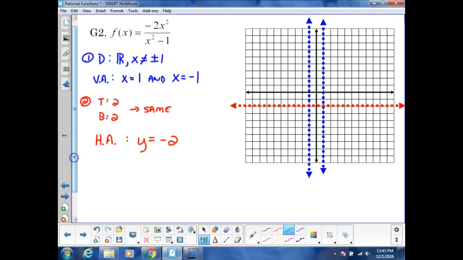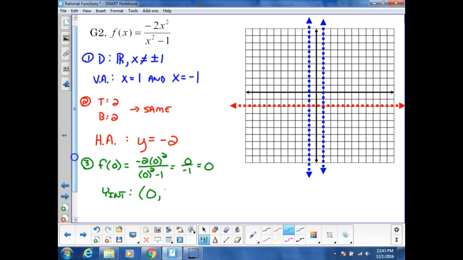Step 3 says I need to find f of 0. F of 0 is going to be -2 times 0 squared all over 0 squared minus 1. That's going to be 0 over -1, which is 0. So my y-intercept is the origin. But watch what I have to do though.